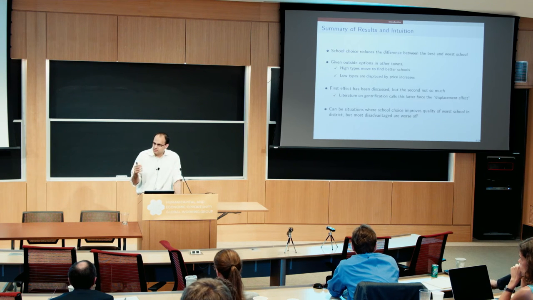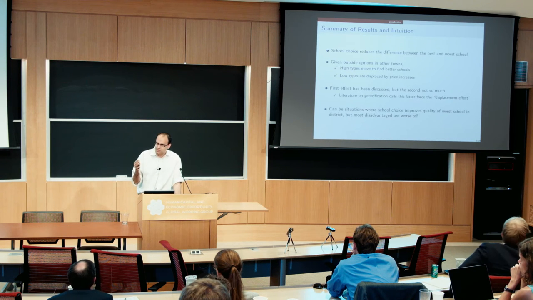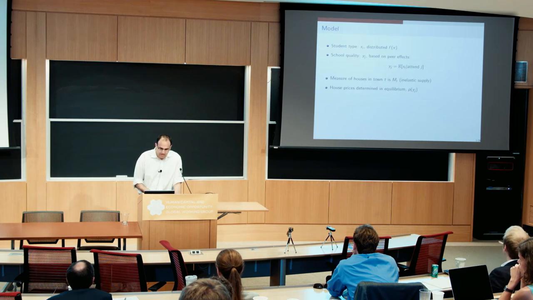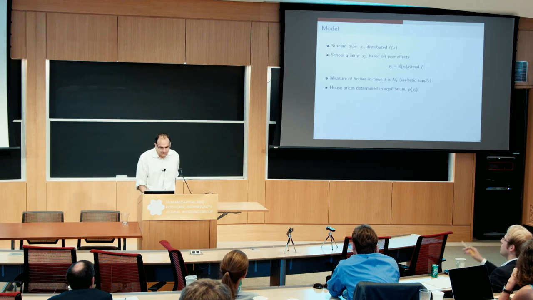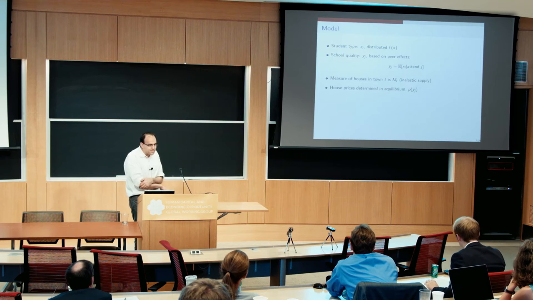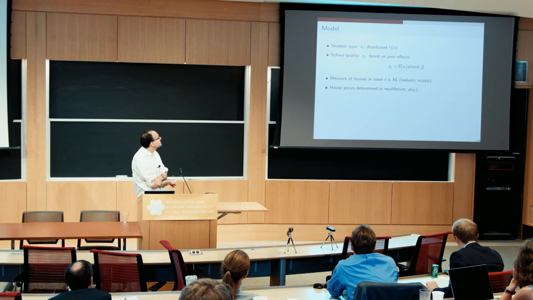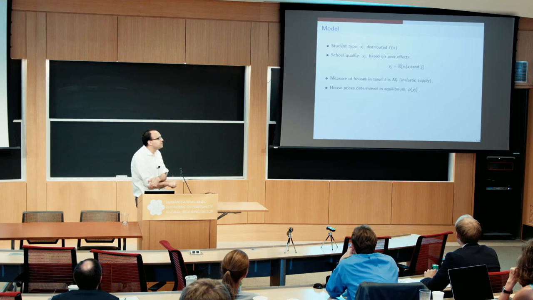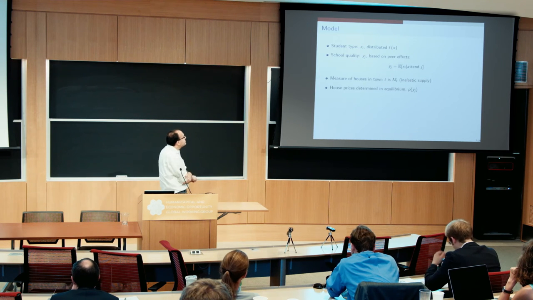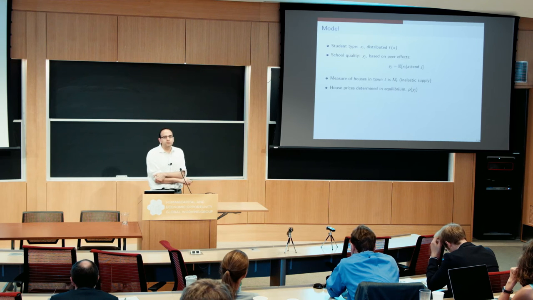Let me show you how we model the outside option. It's going to be pretty stark, but hopefully when I show you the two-town model, it's not that crazy. So here's how this model works. We have students who each have a type. That's Xi. It's distributed according to f of x. School quality here is simply going to be equal to the average type attending school J.